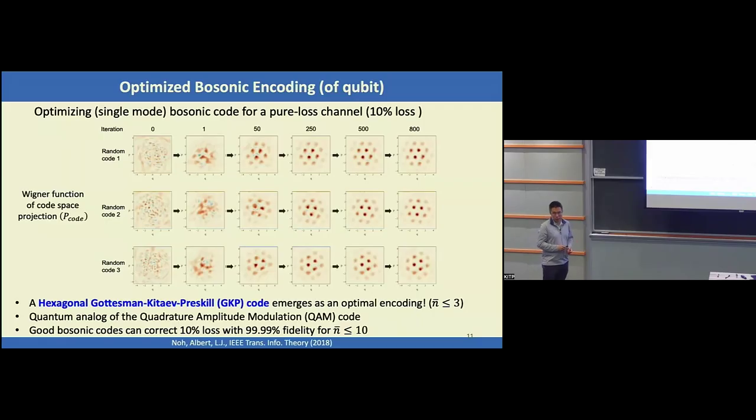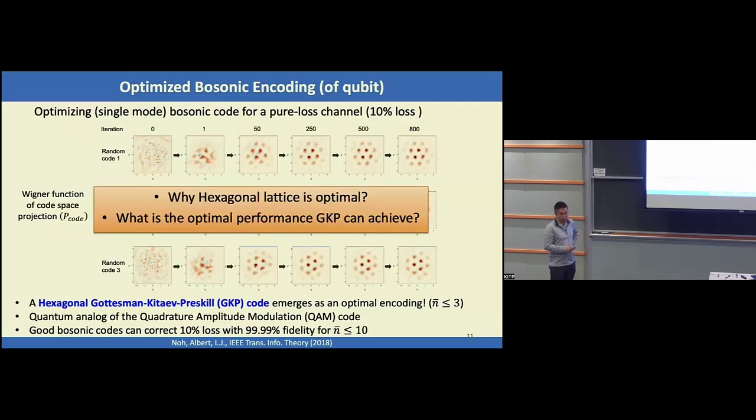And here we actually consider 10% loss. And if we relax the photon number constraint to 10 photons, you'll find that we can correct the 10% loss error and restore the fidelity to 99.99%. So basically, it shows that with additional levels of the bosonic system, you can significantly and efficiently suppress these loss errors.